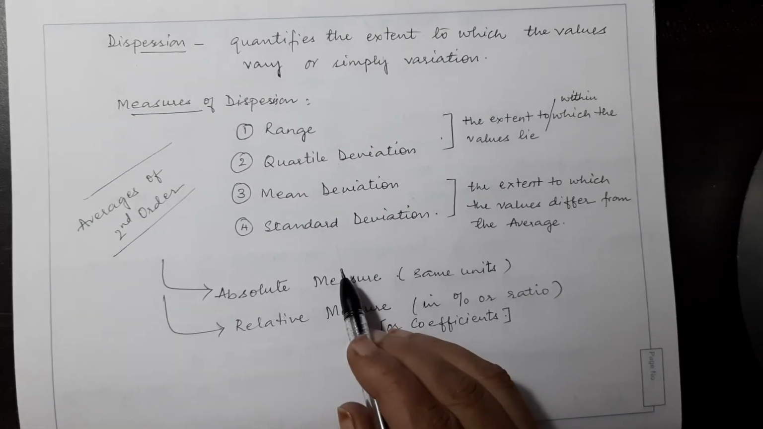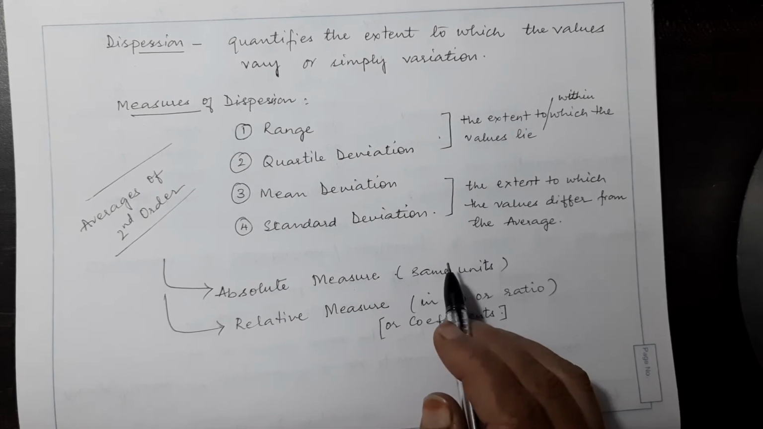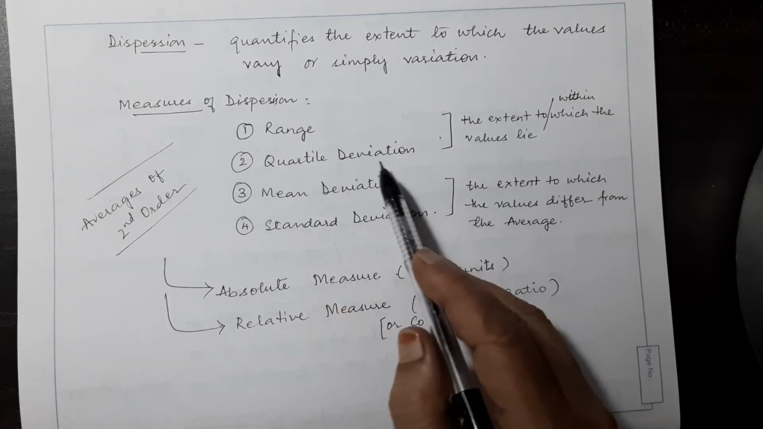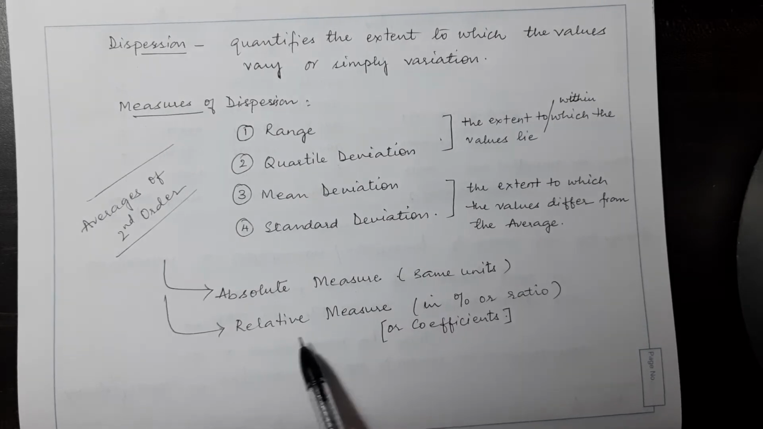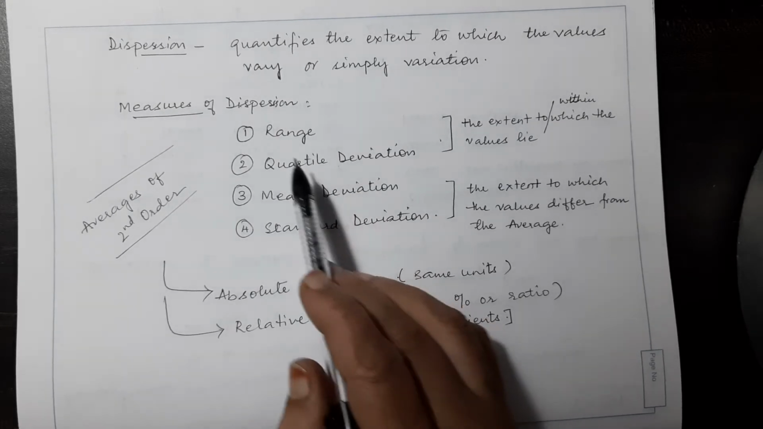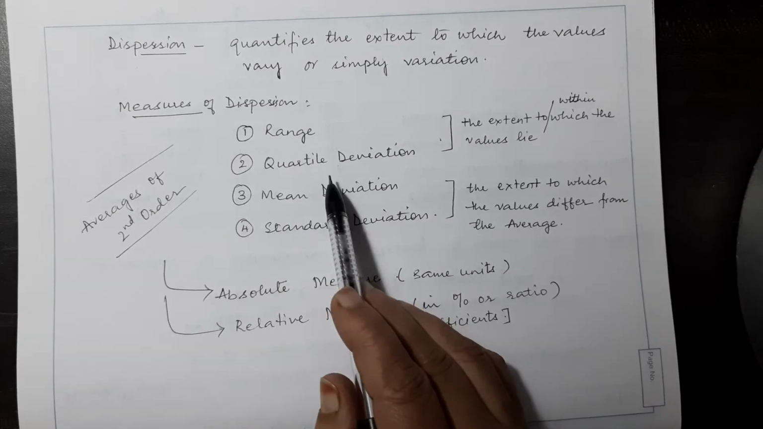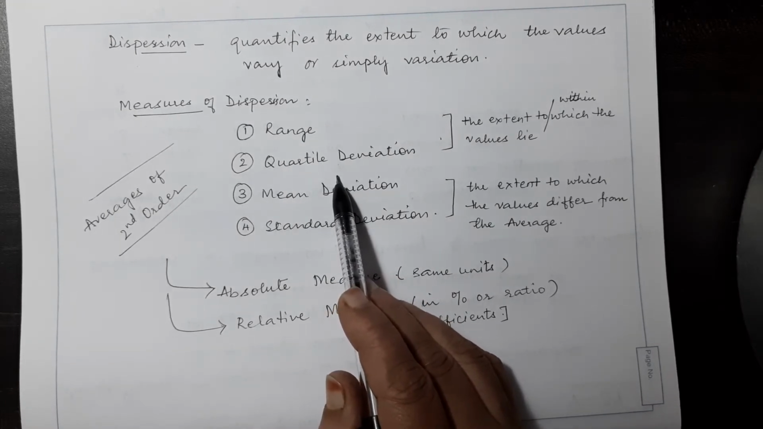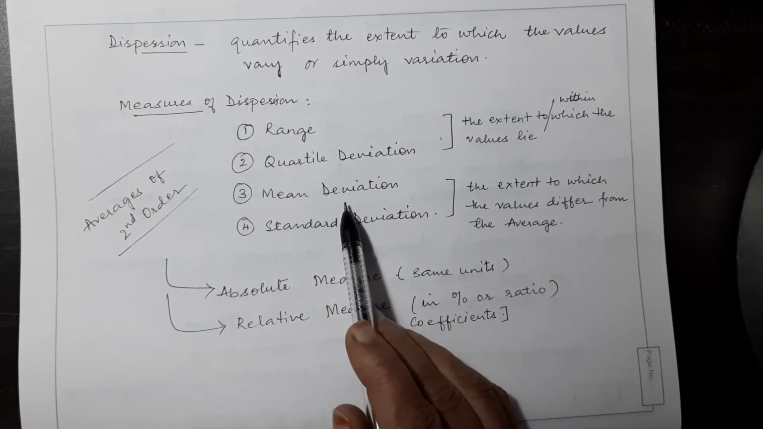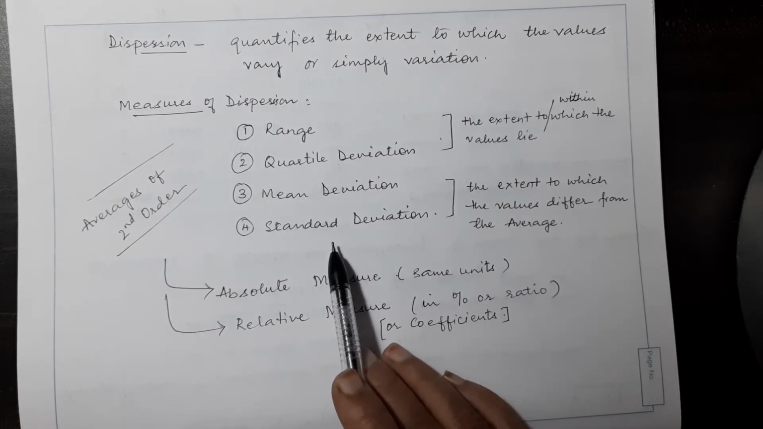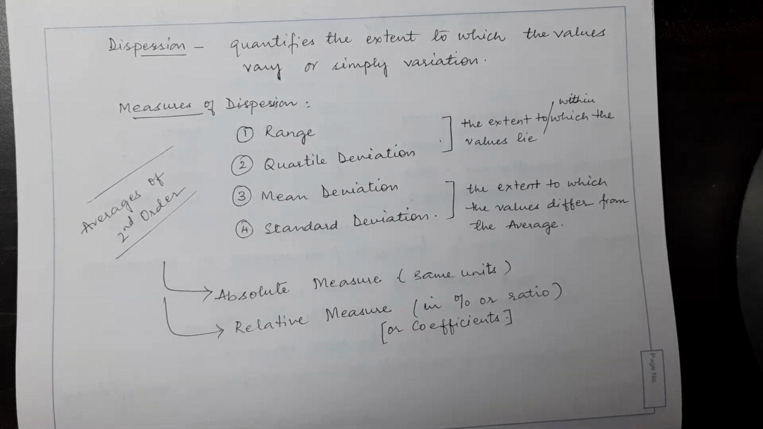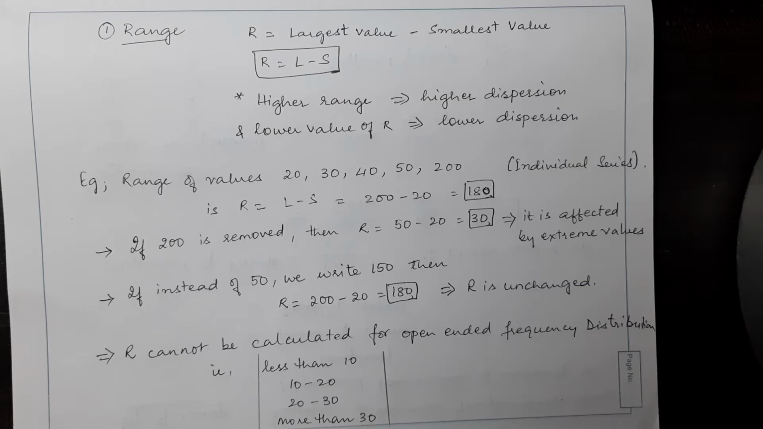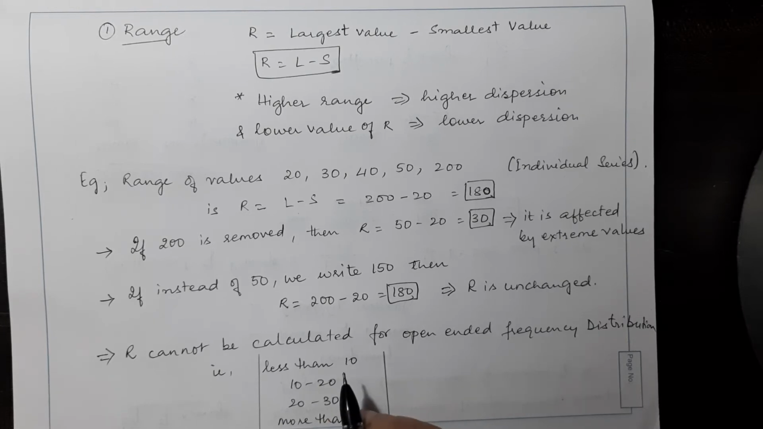Now, the absolute measures of dispersion are range, quartile deviation, mean deviation, and standard deviation. The relative measures would be coefficient of range, coefficient of quartile deviation, coefficient of mean deviation, and coefficient of variation or standard deviation. Okay, so those are the absolute and relative measures. Let's learn these measures one by one.